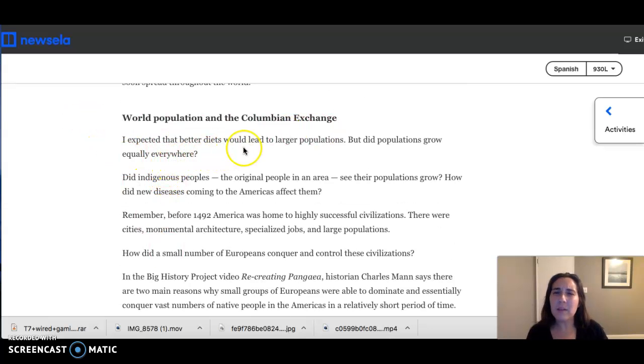I expected that better diets would lead to larger populations, but did populations grow equally everywhere? Did indigenous peoples, the original people in an area, see their populations grow? How did new diseases coming to the Americas affect them?